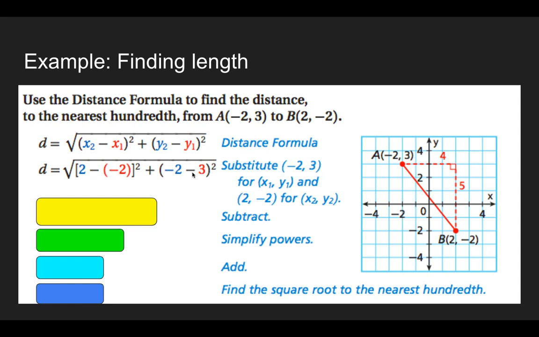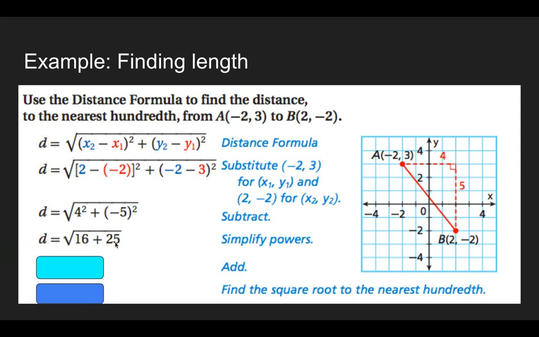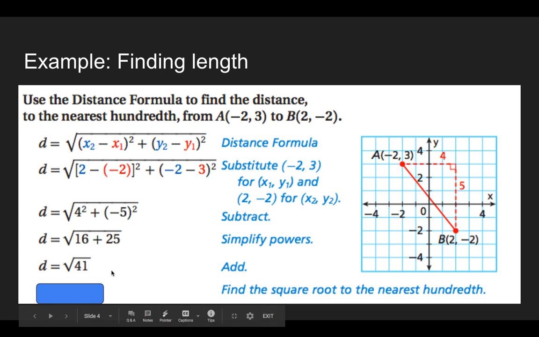Then you're just going to subtract, and that 2 minus negative 2, minus a negative becomes plus, and then negative 2 minus 3 is negative 5. Notice that my negative numbers always stay in parentheses. A negative times a negative is going to end up with a positive, okay? So that's going to get us 16 plus 25, which is 41. And then we take the square root of 41, and we get 6.40.